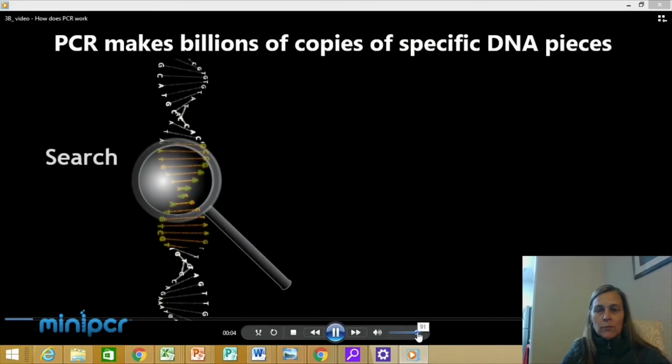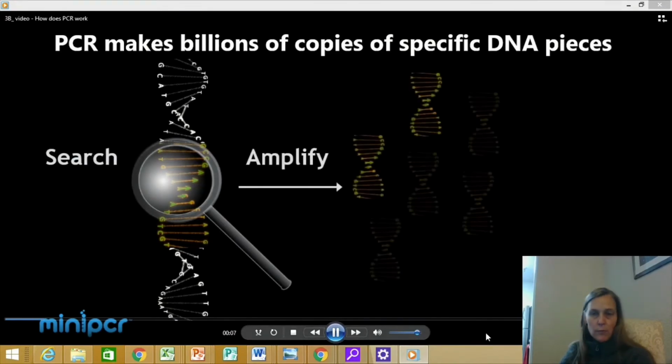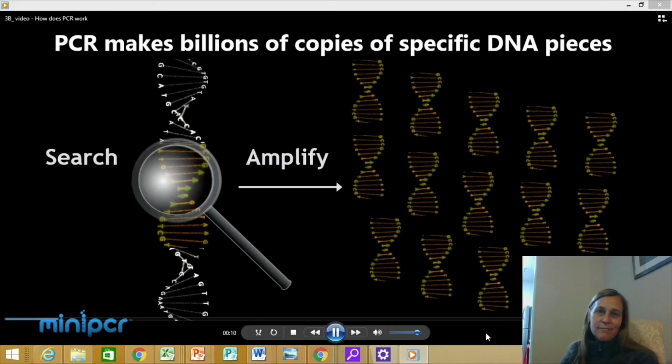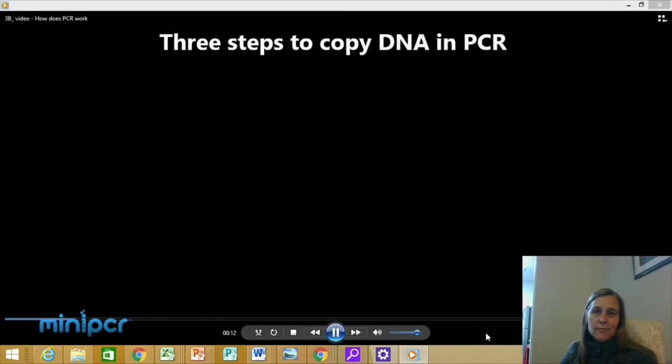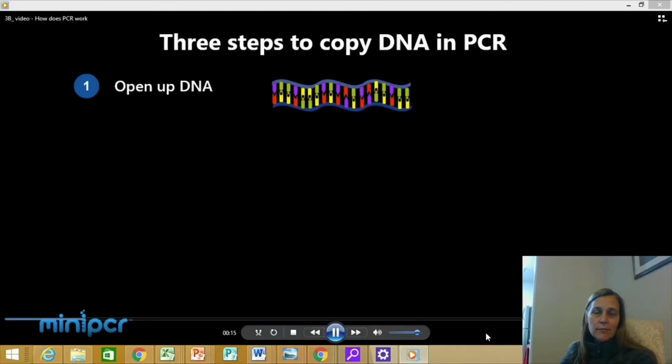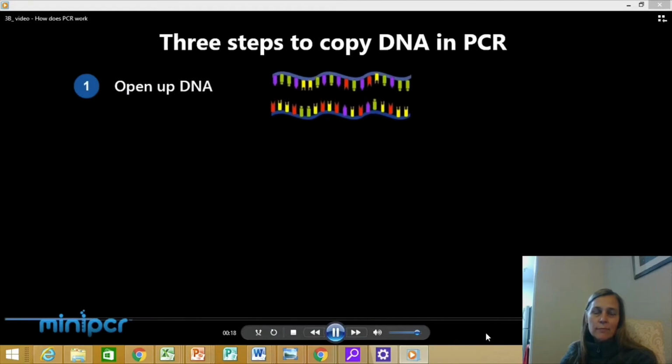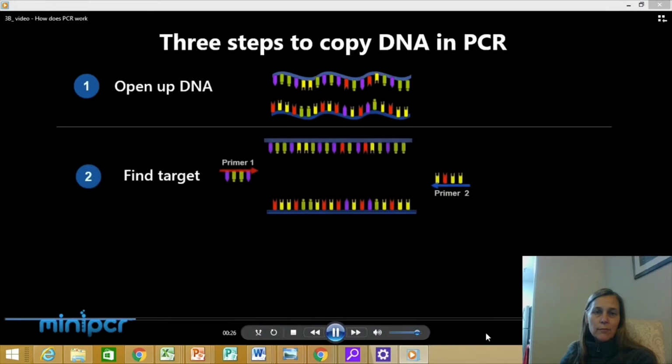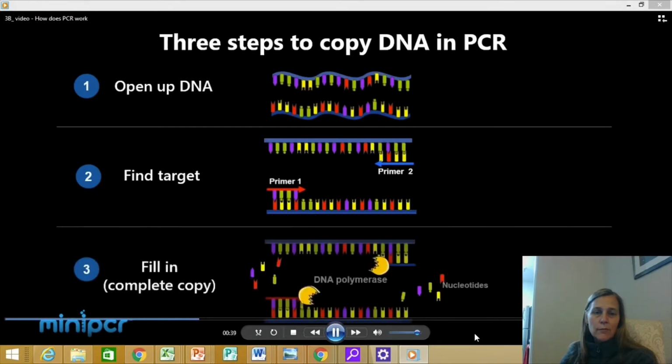PCR is a powerful technique that allows us to make billions of copies of specific pieces of DNA. The first step in PCR is to open up the two strands of DNA to expose the genetic information encoded by the nitrogen bases, A, C, T, and G. In the next step, custom-made DNA molecules help us find the beginning and end of the DNA piece of interest among the billions of letters in the genome. These genetic bookmarks are called primers. The third and final step is to fill in the genetic information between the primers.